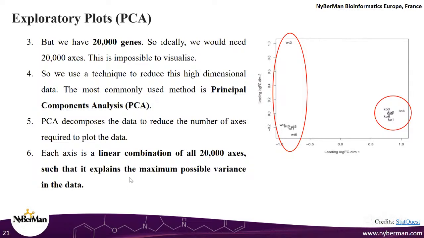Right? So you don't have to go all the way to PC 20,000. That is the idea behind principal components: a lower number of axes can actually gather a higher amount of information. Does that make sense?